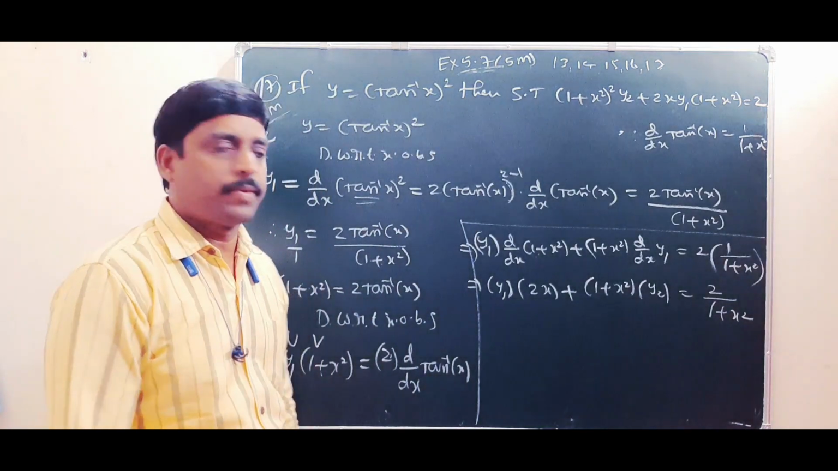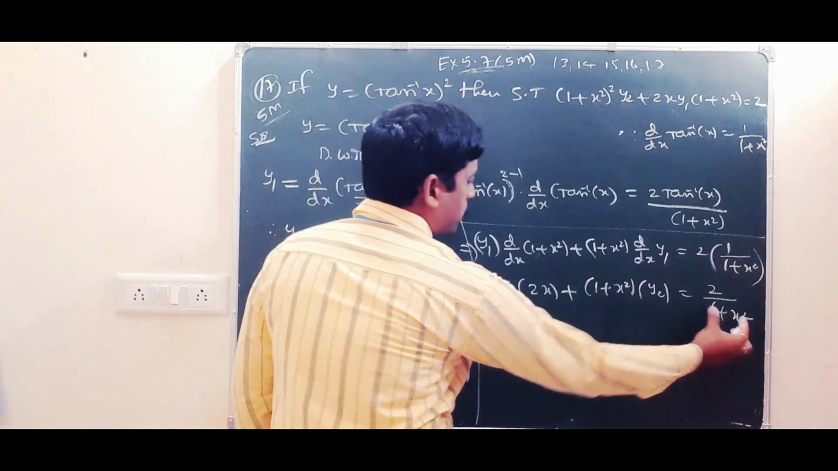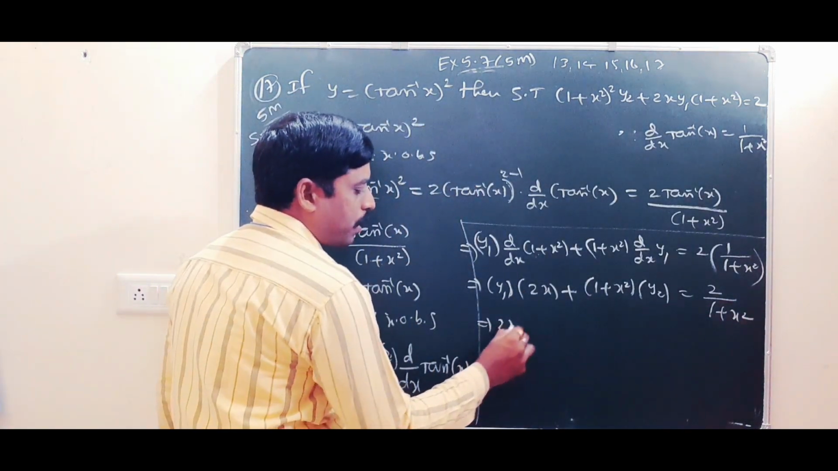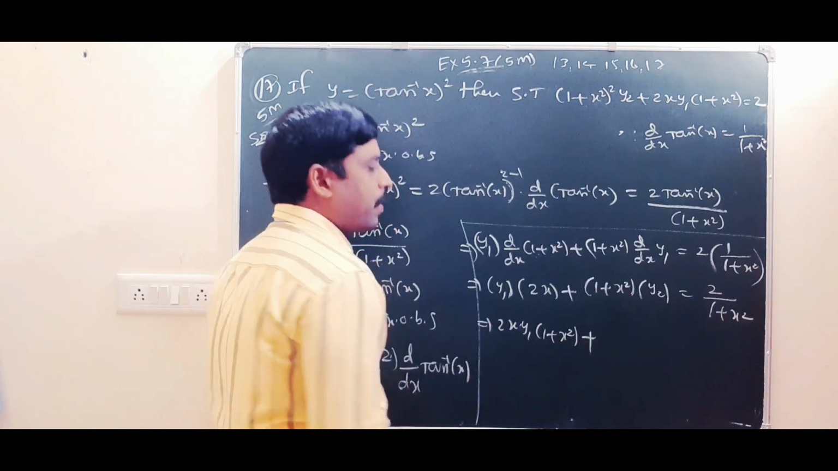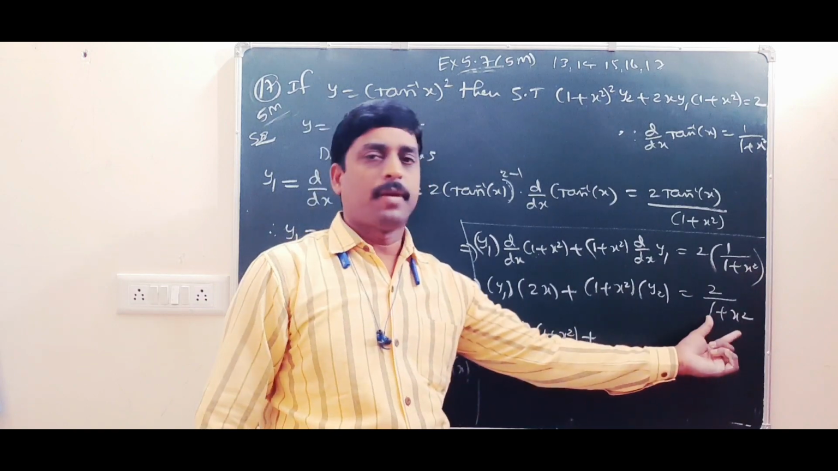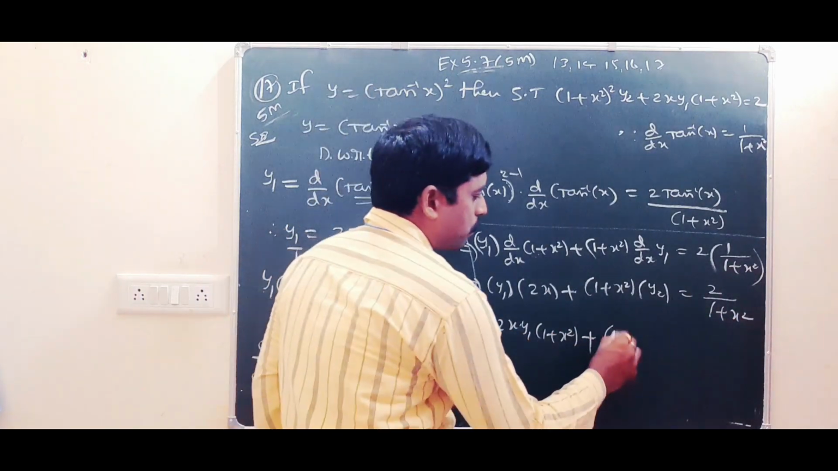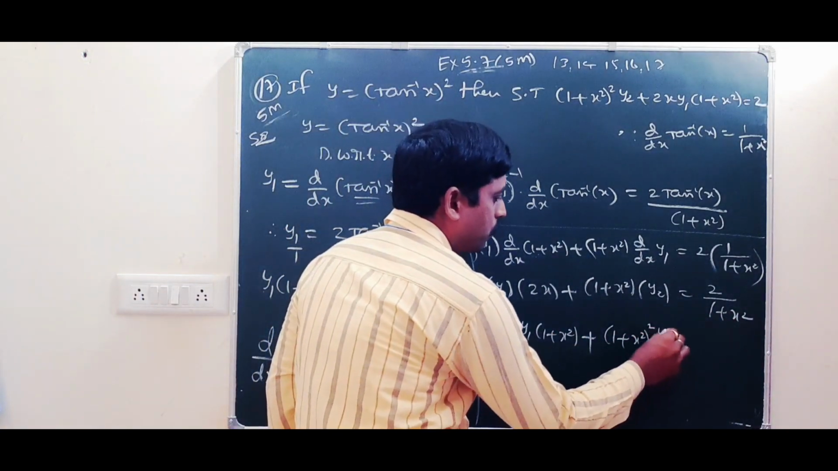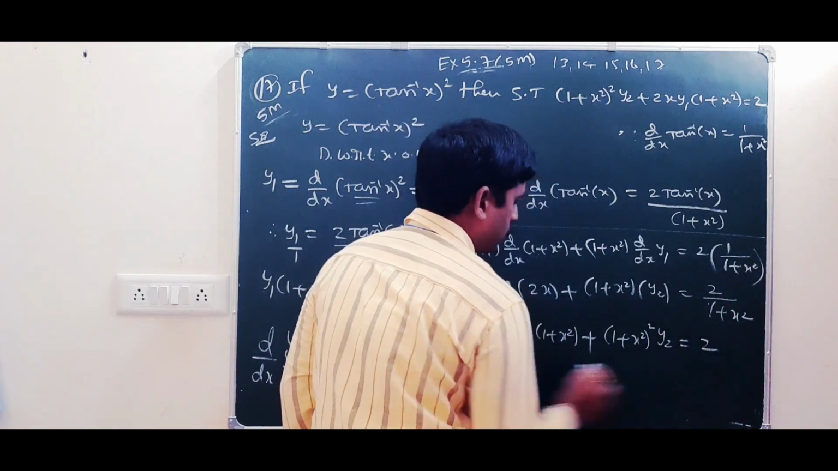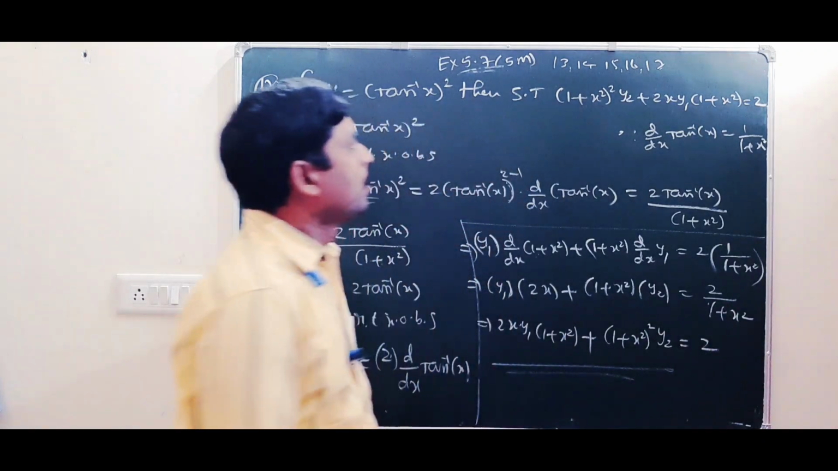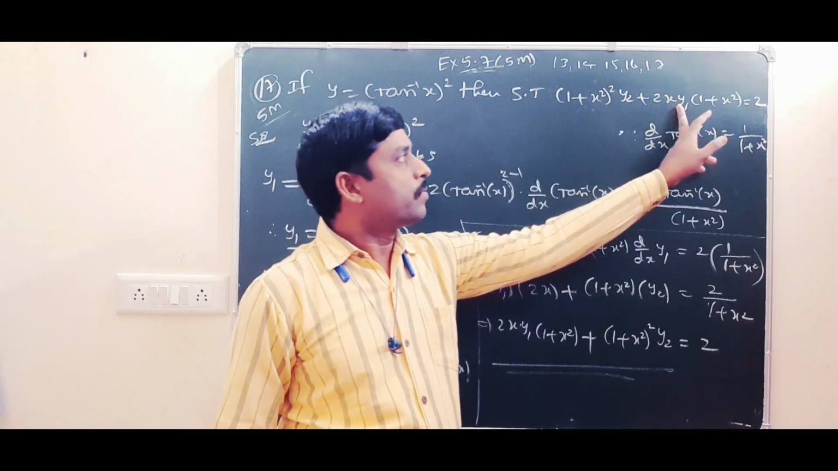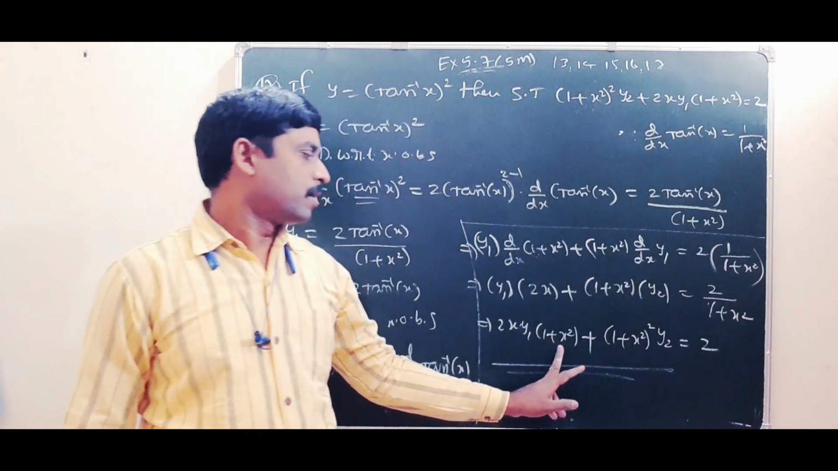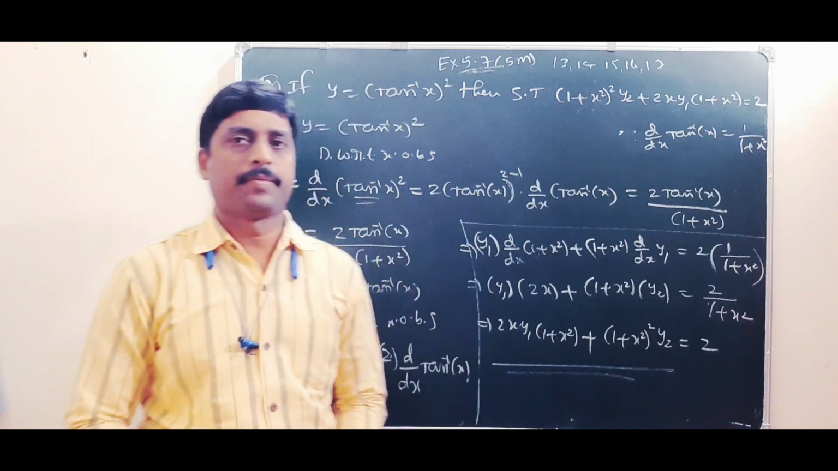Okay, let us do cross product. 1 plus x square into 2xy1 into 1 plus x square, plus 1 plus x square whole square into y2 equal to 2. Okay, this is the answer. So 1 plus x square whole square into y2 plus 2xy1 into 1 plus x square equal to 2. Hence proved.